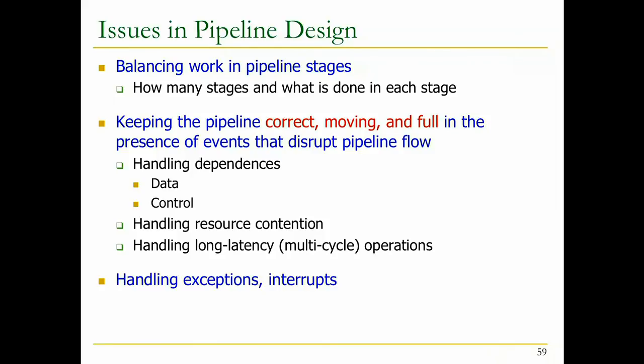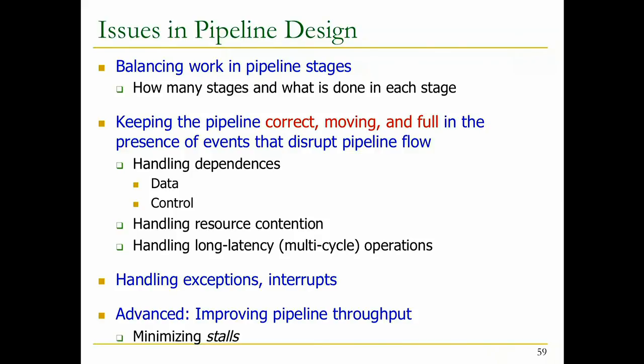Handling exceptions and interrupts. This is important. If you get an interrupt, what do you do? Because now we've really broken the von Neumann model internally, right? We're not updating the architectural state, but if you get an interrupt, you need to somehow do something about it, right? You need to ensure that the von Neumann model is not broken. The sequential execution model is not broken. And we'll talk about that. And, of course, improving pipeline throughput by minimizing stalls.